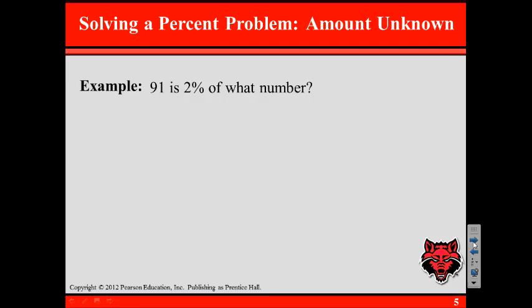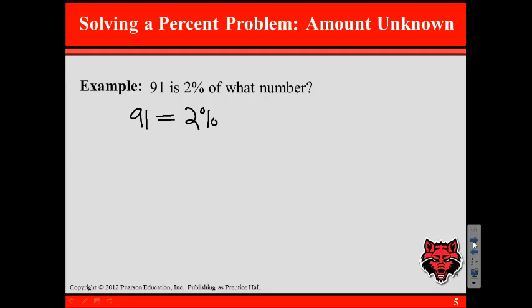So let's look at an example. 91 is 2% of what number? Now this can be solved through a direct translation, meaning that we go from left to right and we write the key words as mathematical operations that we solve. So we start with 91. 91 is, remember, is means equals or equal to 2%.